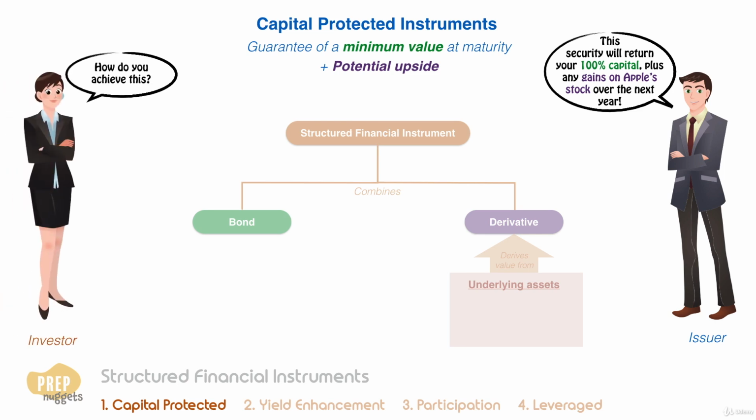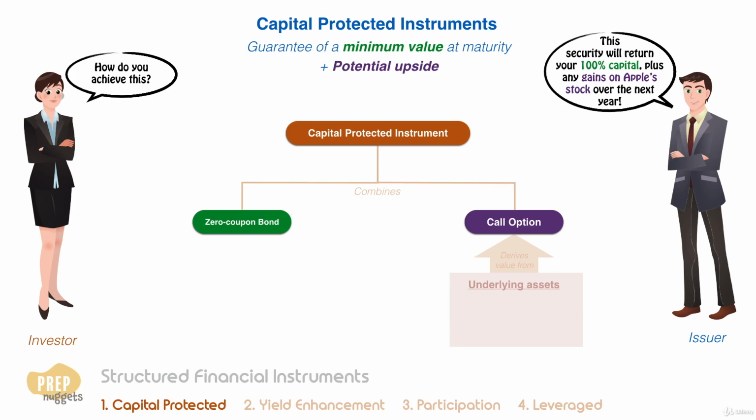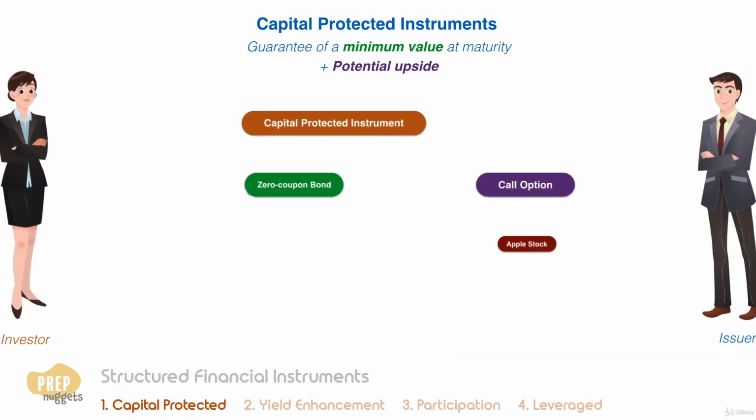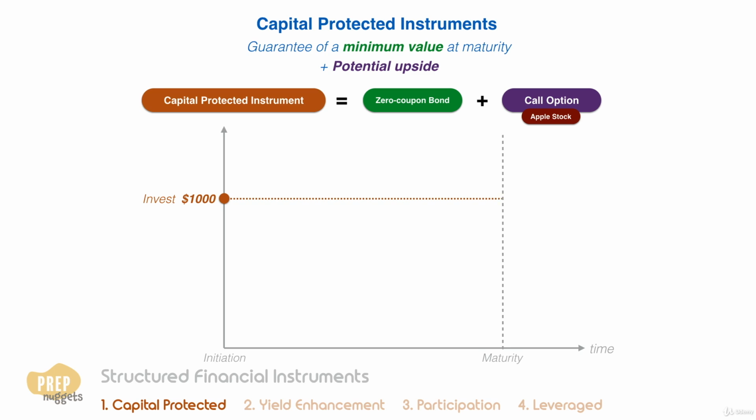How does the issuer achieve this? One simple way to structure such a security is to combine a zero-coupon bond with a call option on the underlying asset, which in this case is the Apple stock. So, as in this case, let's say the security is priced at $1,000. The investor places $1,000 at initiation and is promised that she will receive the $1,000 back at maturity, plus a percentage of any gains from Apple stock.